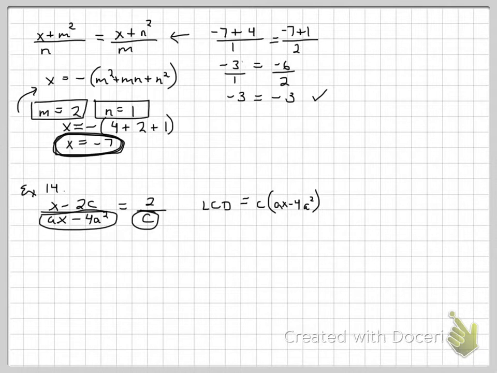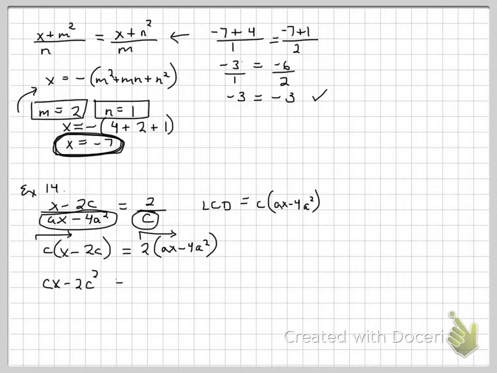Multiplying the left and the right side by my common denominator, in the left side, the large term would cancel out, and I'll be left with c as my multiplier times the original numerator. On my right side, the c will cancel out, and I'll be left with my original numerator times the ax minus 4a squared. Now, of course, I'm going to distribute on both sides. I should get cx minus 2c squared equals 2ax minus 8a squared.